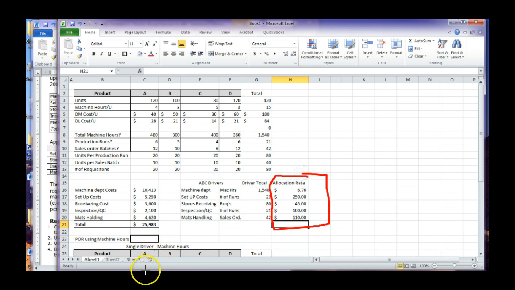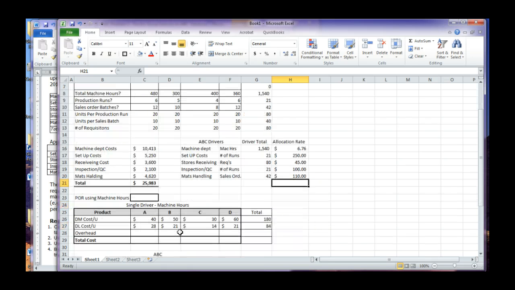Now, if you remember in the problem, what they're saying is that we're not doing that yet. Currently, what we're doing is we're doing it based on a single, what do they call it? A single plant-wide cost driver. Okay. And what that means is we're taking this entire $25,000 worth of overhead and we're dividing it by our number of machine hours, which is this.